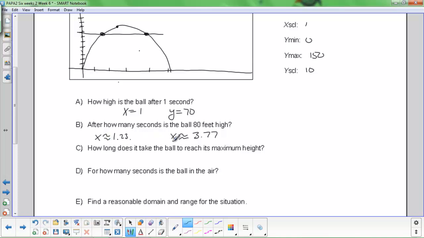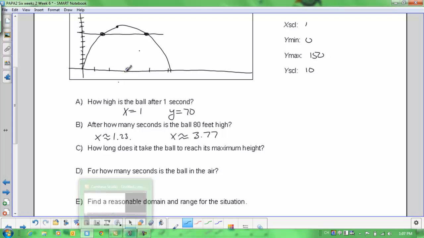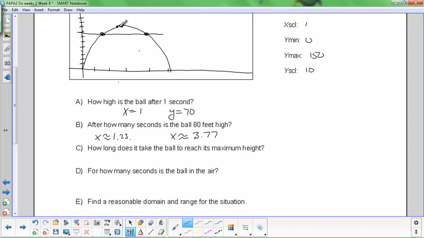How long does it take the ball to reach its maximum height? Well, the maximum height was already located for us at 2.5 and 106. So that means it's 2.5. So that would be 2.5 seconds. For how many seconds is the ball in the air? Well, we already calculated that one as well, and that's approximately 5.1 seconds.